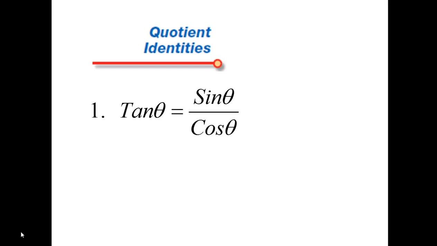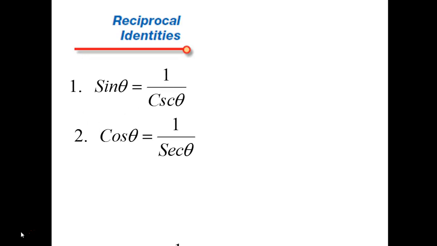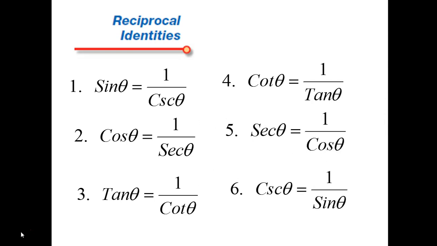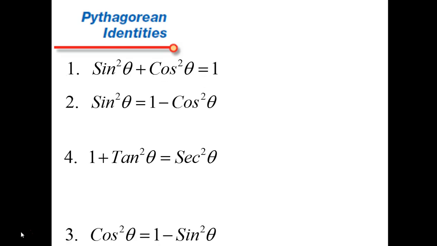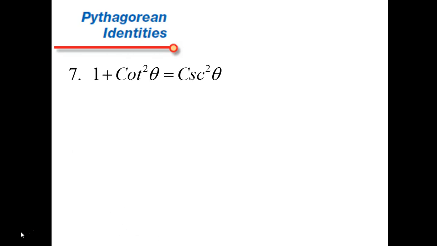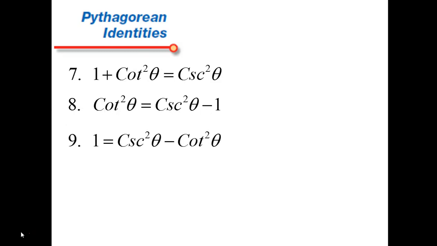Identities, again, the sooner you know them, the happier you're going to be. So I want to start with a couple basic ones I use a lot. Remember how I said to write stuff in terms of sines and cosines? Tangent can be written as sine over cosine, cotangent as cosine over sine. Your reciprocal identities: sine is the reciprocal of cosecant, cosine is the reciprocal of secant, and so forth. And then your Pythagorean identities. Typically, anytime you see either a 1 and a squared or a squared and a squared, those are usually going to be one of your Pythagorean identities.